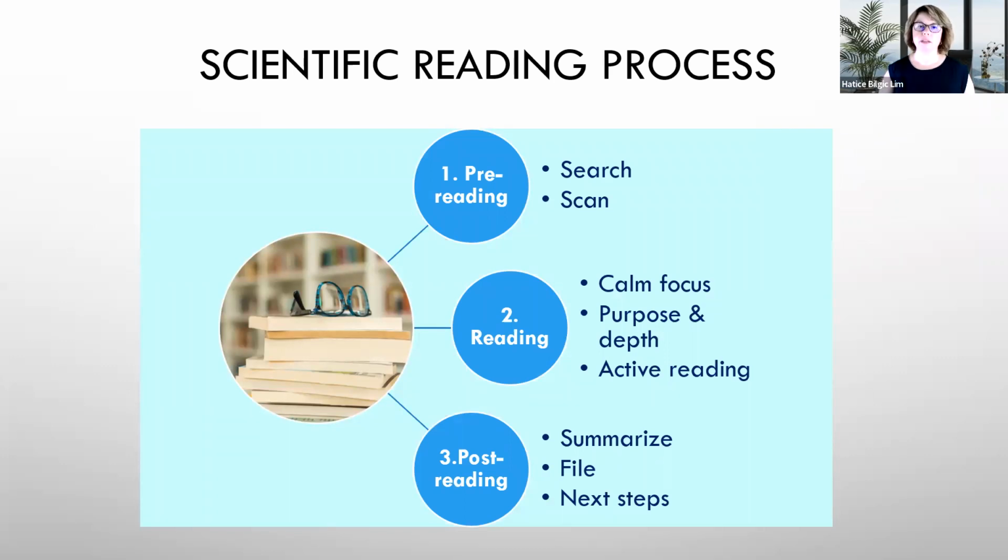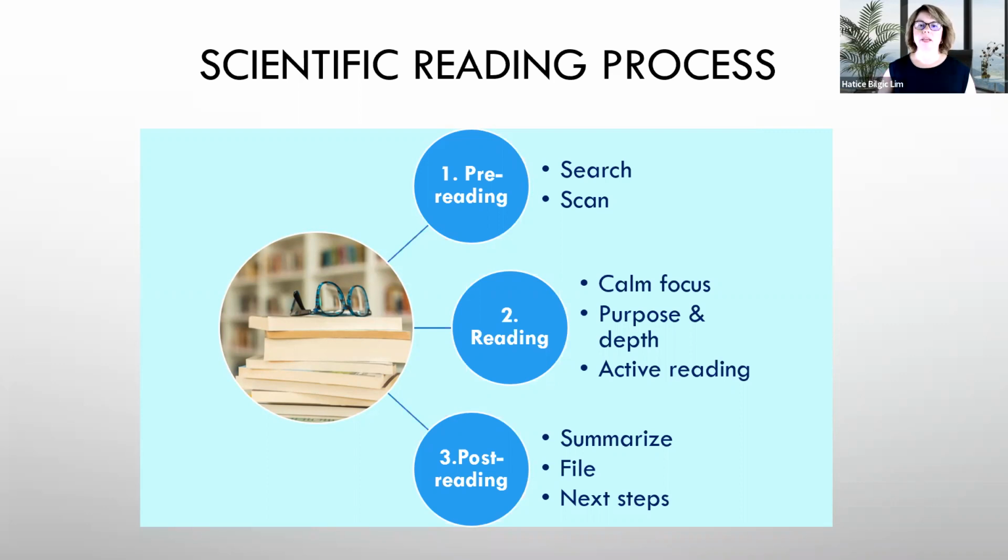Here you can see the contents of the scientific reading process. The pre-reading includes search and scan. This is to identify the reading material. Once you have the material to read, you can move into the second part. The steps here are focusing, finding the purpose and depth for your reading, and then actively reading. The third and the last part is post-reading. This involves summarizing, filing, and using the outcomes from your reading for your next steps.